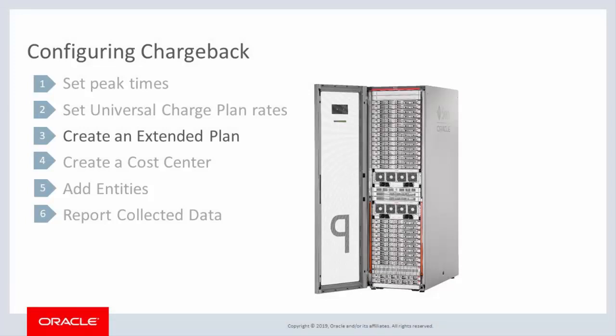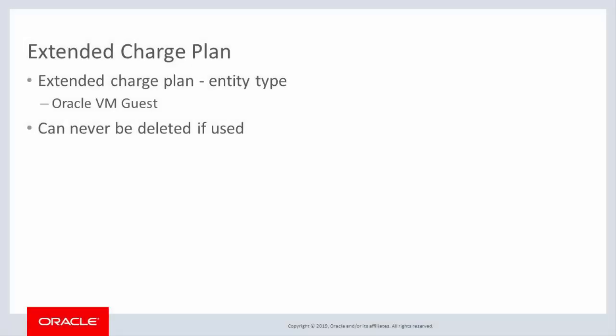Next, we'll discuss and demonstrate the creation of an extended charge plan. An extended charge plan enhances the universal plan to include entity-specific metrics. After an extended plan is used, it can never be deleted or removed from the system. In the following demonstration, we work with the Oracle VM guest, so in addition to the three universal resources, you can also charge for features specific to Oracle VM.